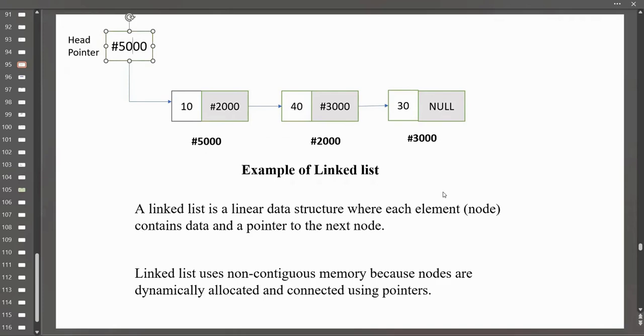Here you will see each element, meaning one node, and each node contains two things.